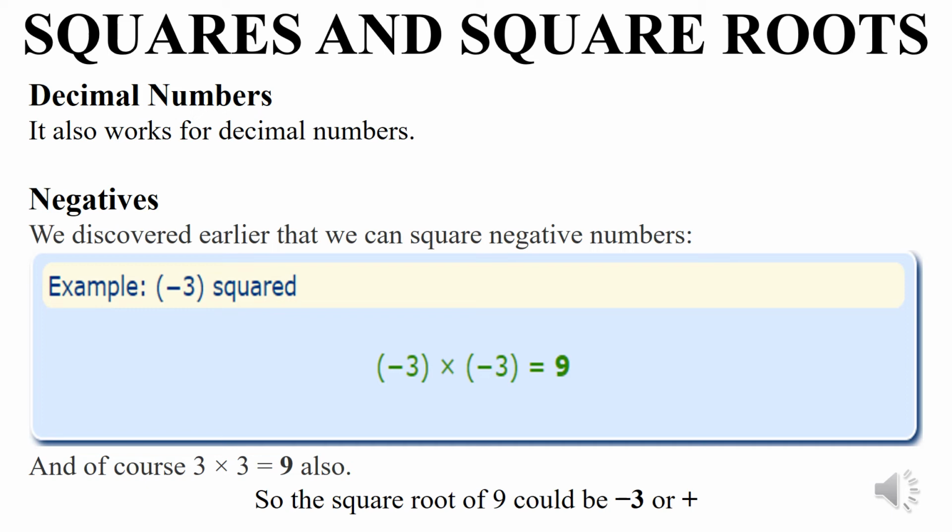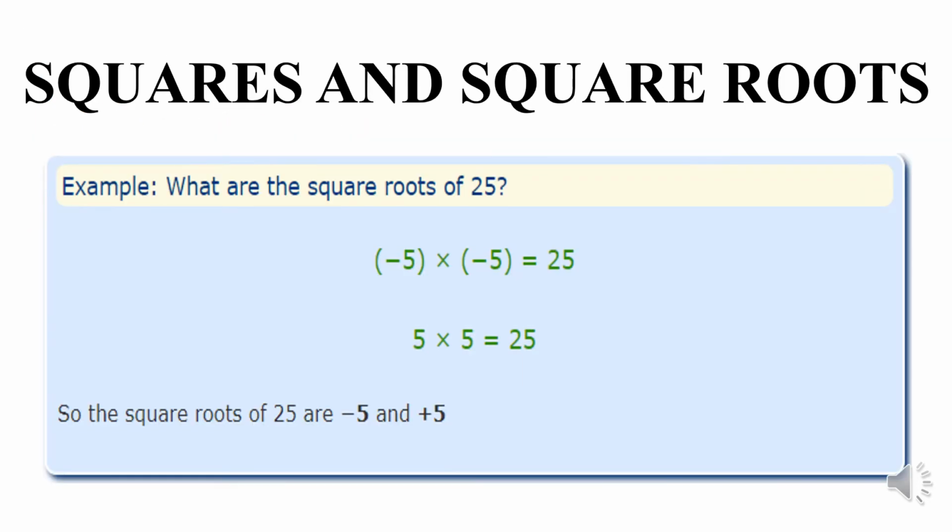Decimal numbers. It also works for decimal numbers. Negatives. We discovered earlier that we can square negative numbers. Example, negative 3 squared. Negative 3 times negative 3 is equal to 9. And of course, 3 times 3 is equal to 9 also. So the square root of 9 could be positive or negative 3. Example, what are the square roots of 25? Negative 5 times negative 5 is equal to 25. 5 times 5 is equal to 25. So, the square roots of 25 are negative 5 and 5.